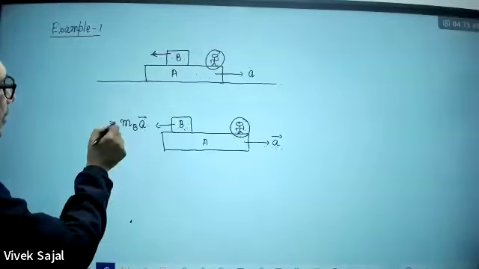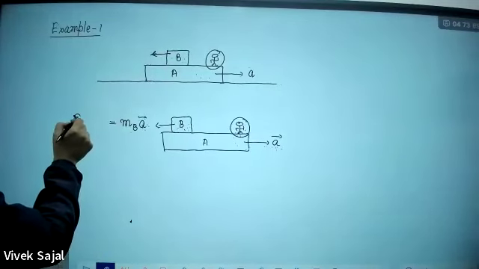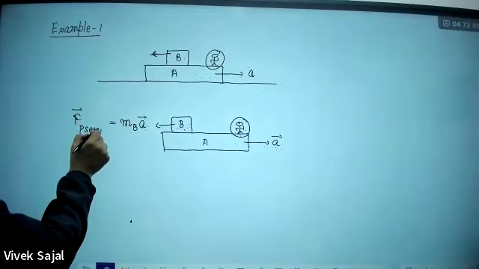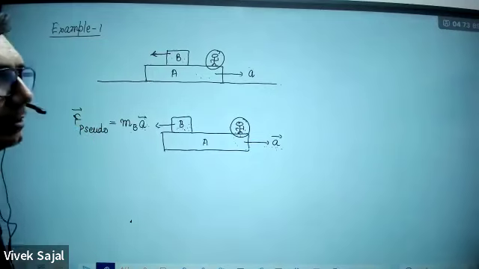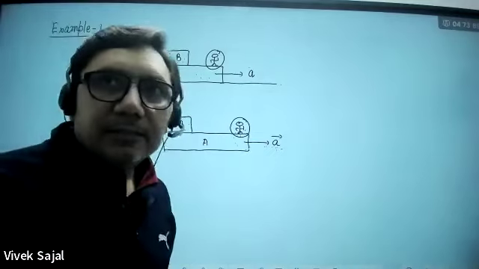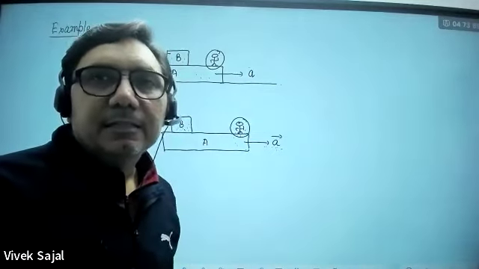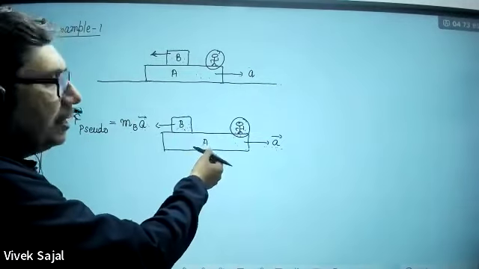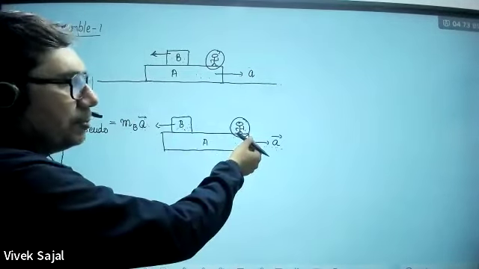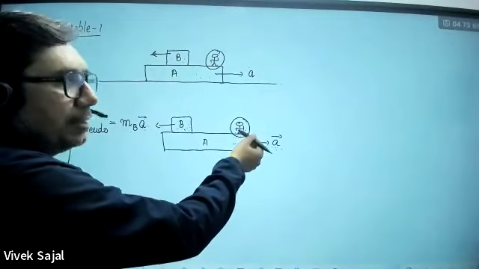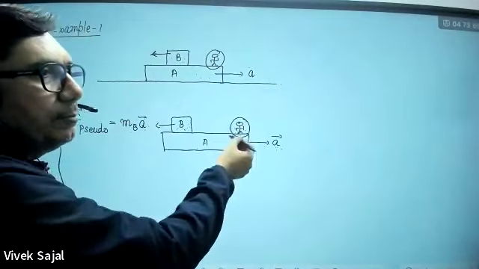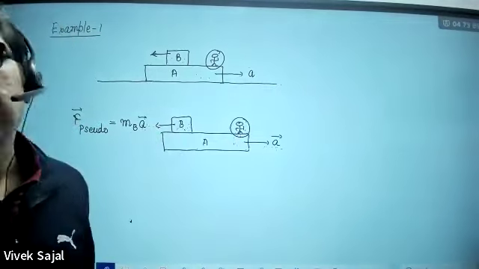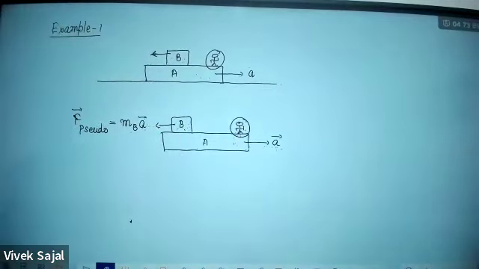What do you call this? This is called pseudo force. This force is not actually present. But why is it coming into the picture? Because there is relative motion between B and A, and the person observing is standing on A, in the accelerated frame. That's why this pseudo force comes into the picture. This is not a real force.